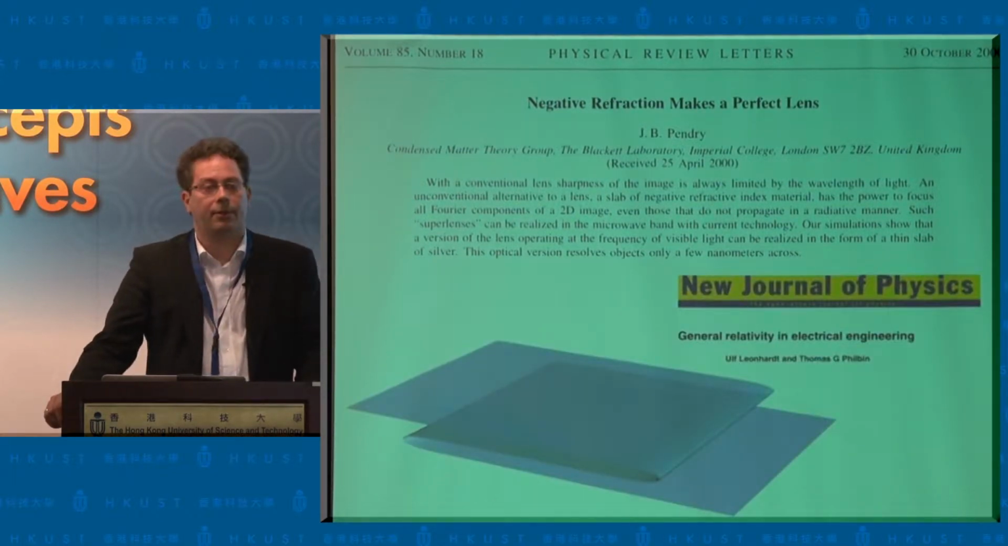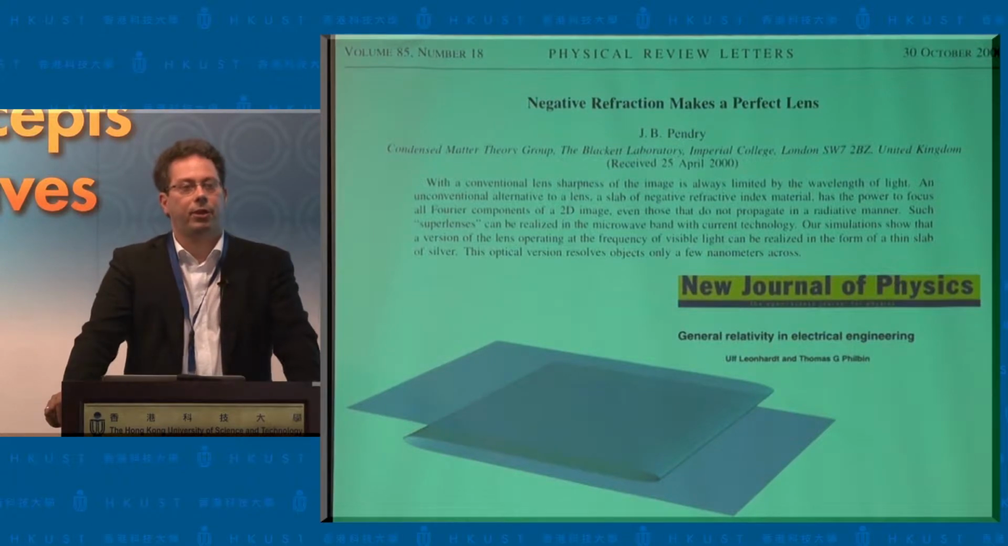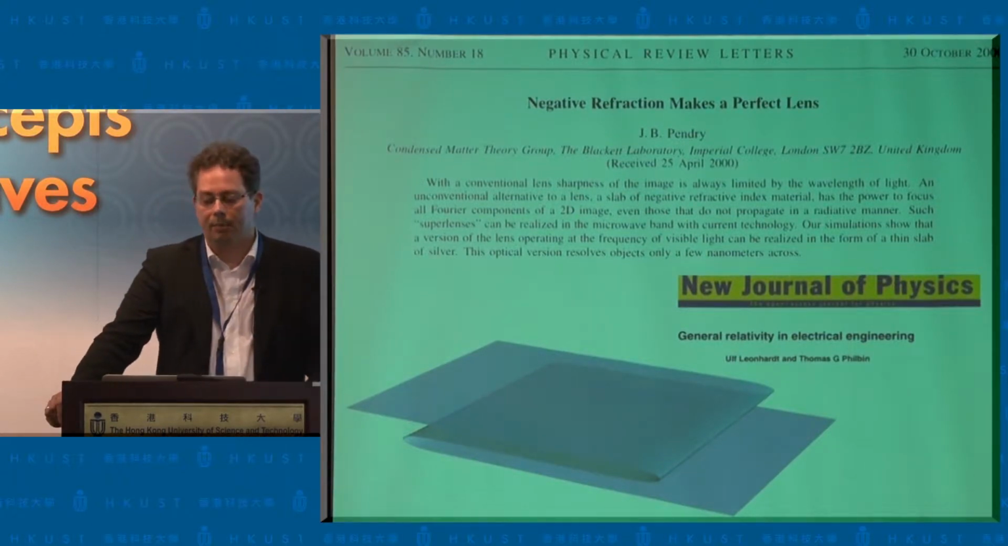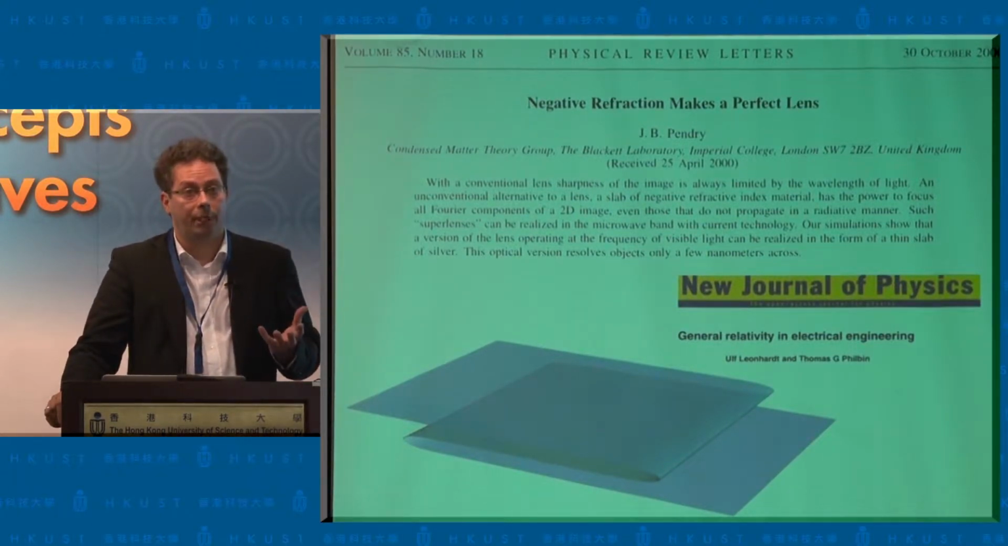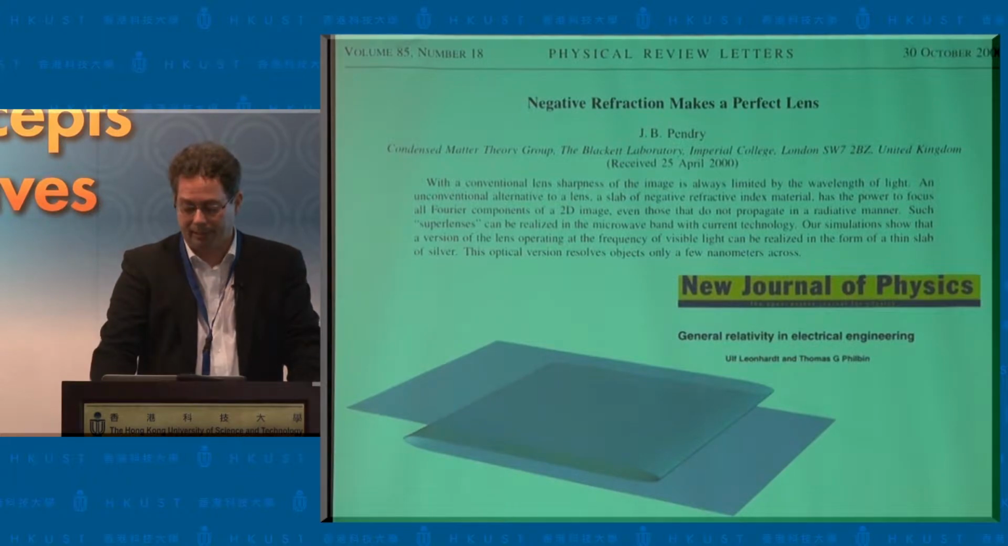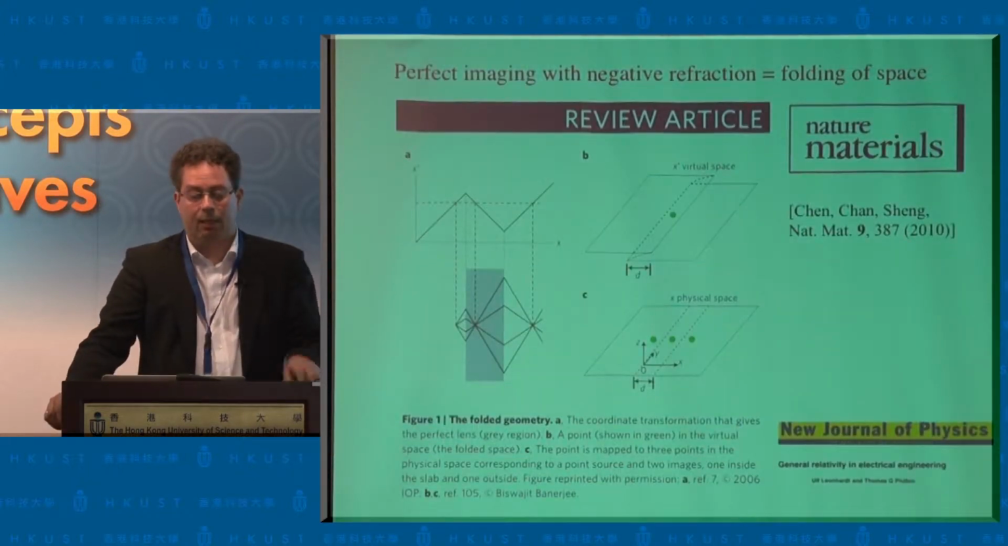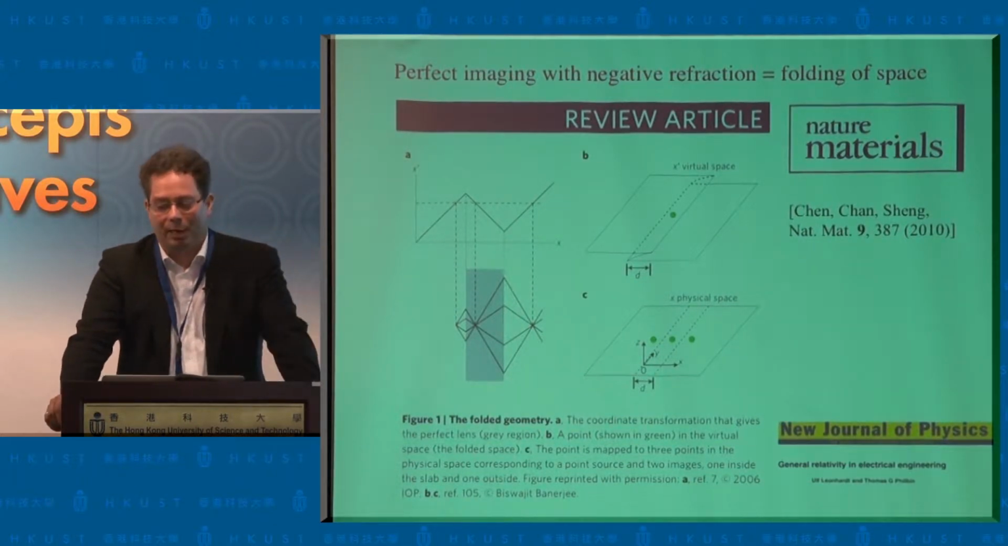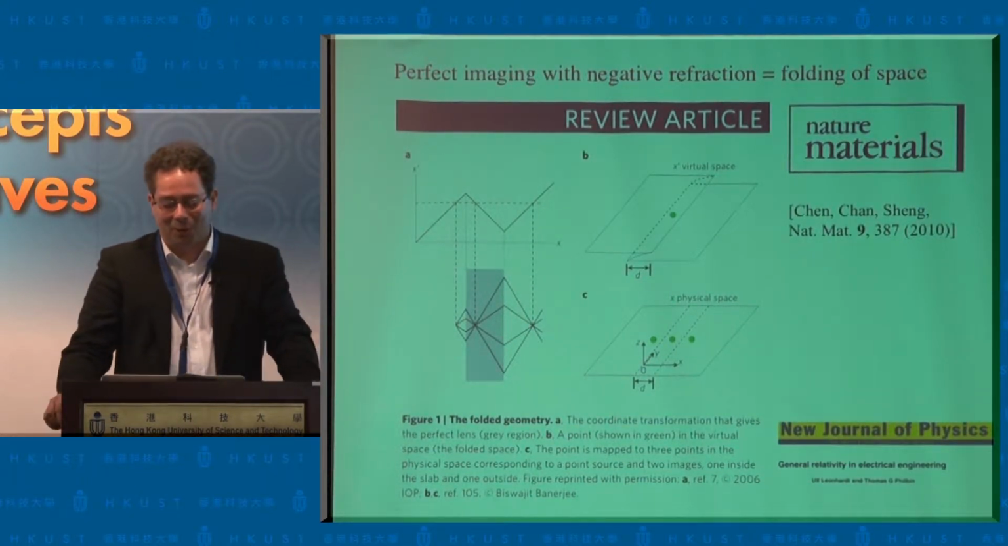We showed in 2006 that negative refraction is also an example of transformation optics. What it does is perform a transformation of space that amounts to a folding of space. And why that can perform perfect imaging is nicely illustrated with these pictures from a review article by one of the organizers of this conference.